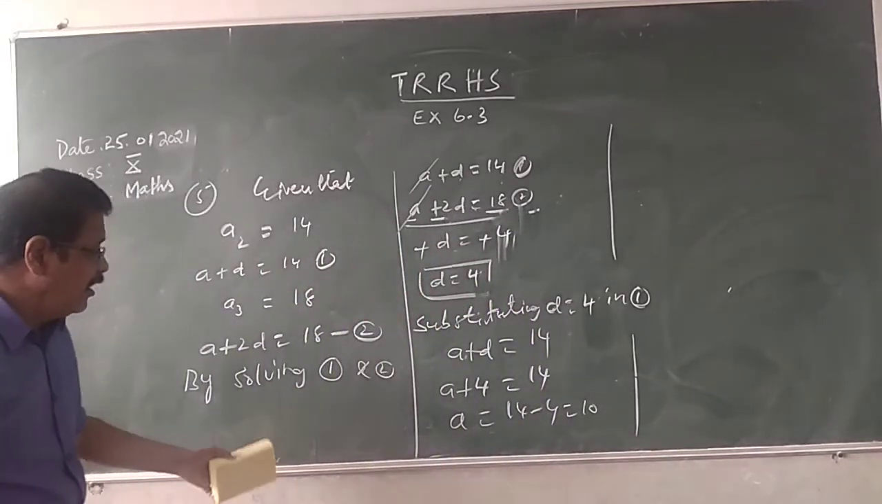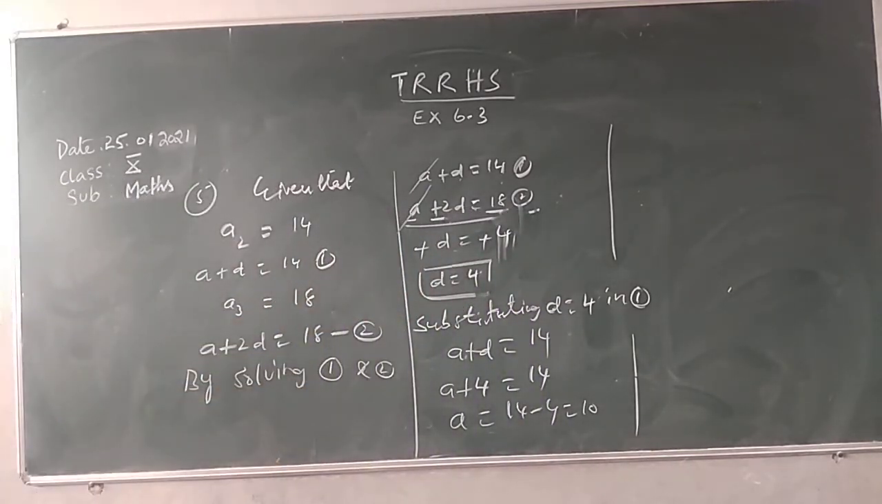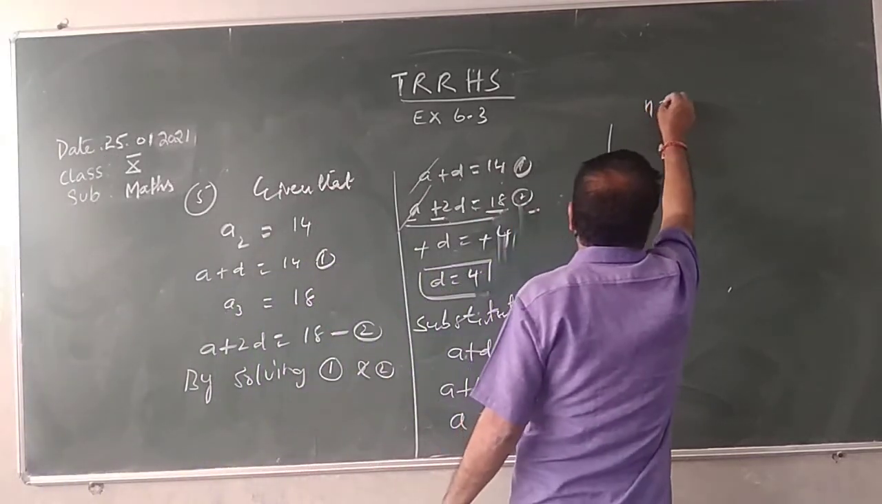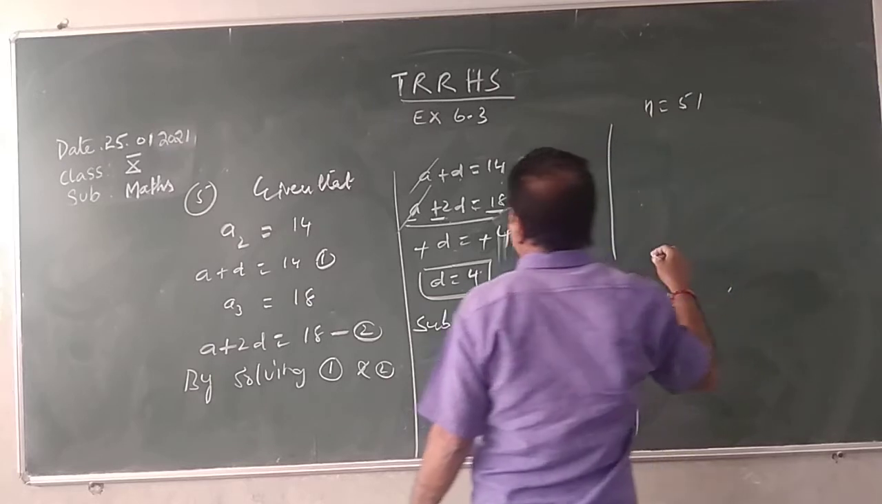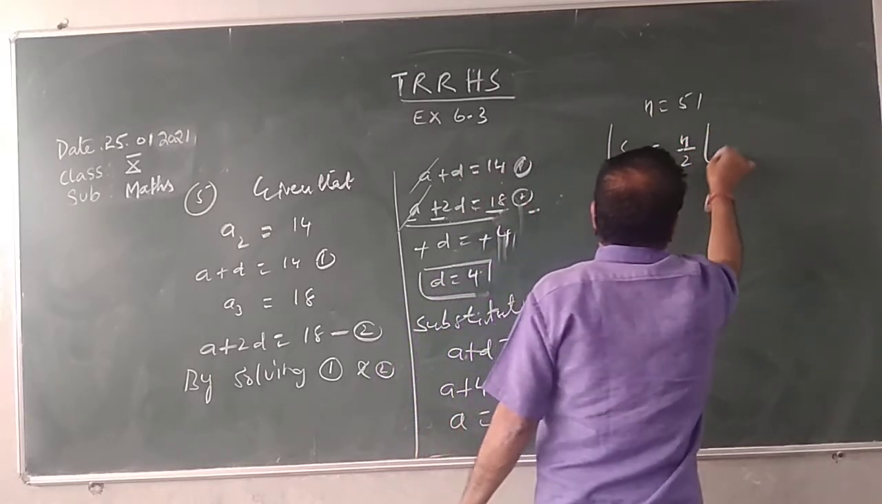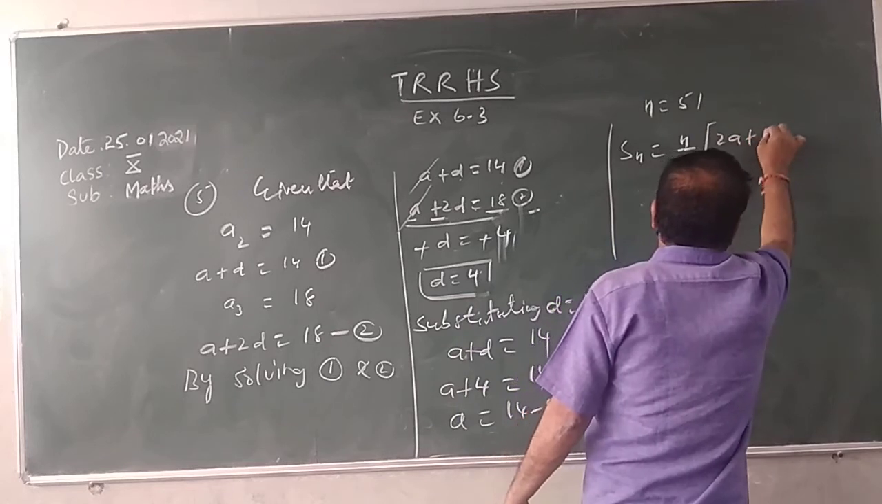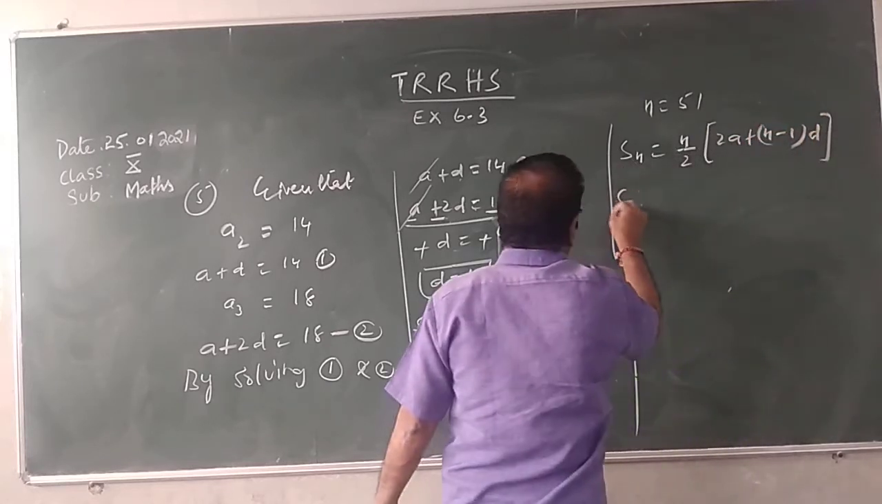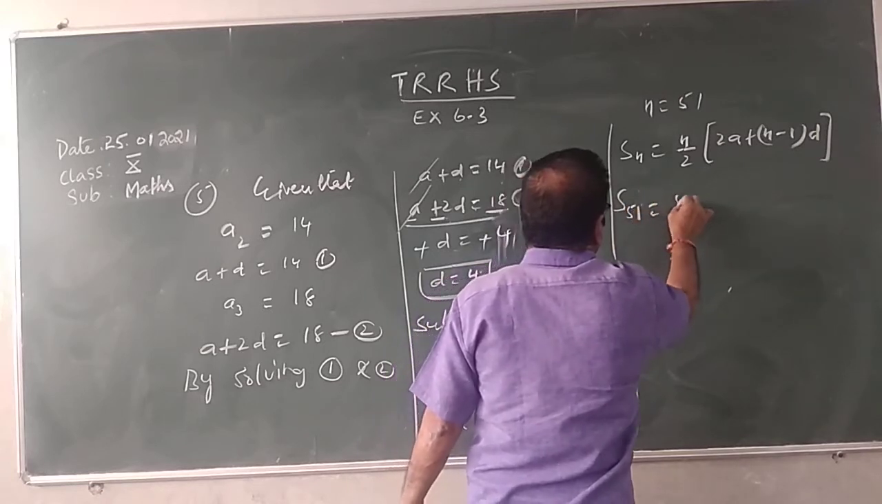First term is 10 and common difference is 4. What is to be determined here? Find the sum of the 51 terms. N is equal to 51. Sn is equal to the formula n by 2 into 2a plus n minus 1 into d. Sum of the 51 terms, put n is equal to 51.